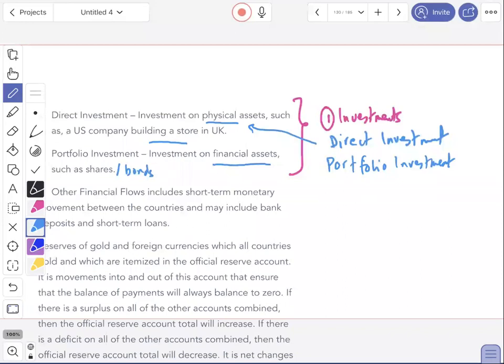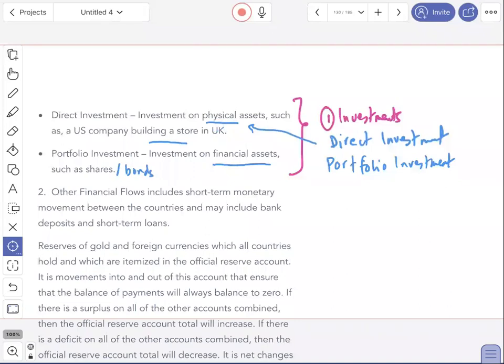A good example of this is that, let's say I decide to build a factory in the UK. That will be called an outflow from Pakistan's financial account, because a Pakistani decides to make a factory in the UK, which means money will be going out of Pakistan. There will be an outflow.